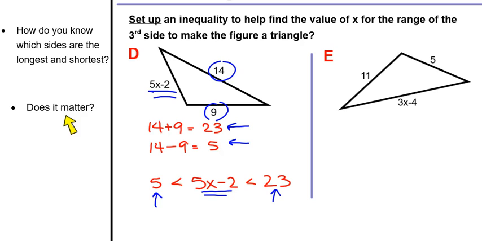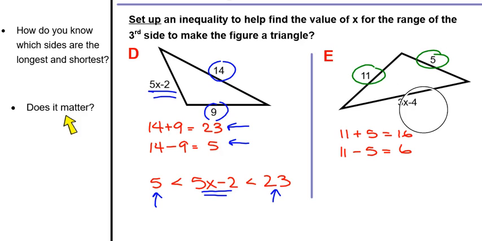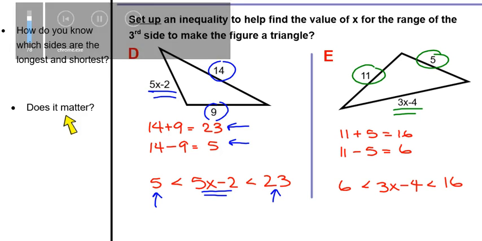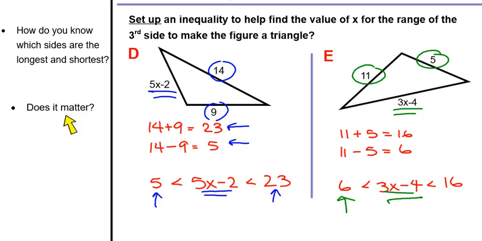Again, I look at letter E. The 2 numbers that I have are the 11 and the 5. So those are the 2 numbers that I need to add and subtract. So I add 11 plus 5, you get 16, and subtract them. 11 minus 5 equals 6. And then I take my third side, 3x minus 4, and simply stick it in between my 6 and my 16. 3x minus 4 must be between 6 and 16. Solving that will help me get to my answer for that question.